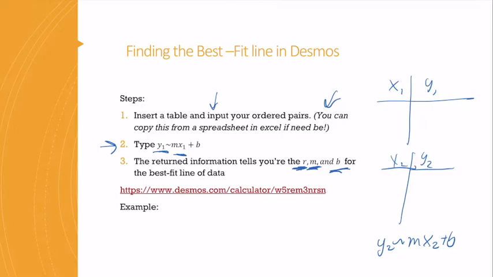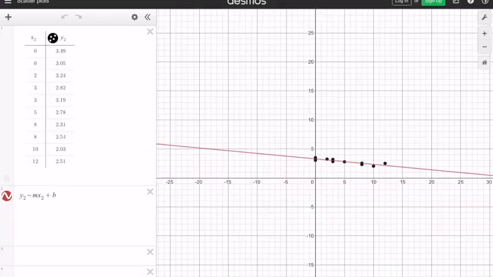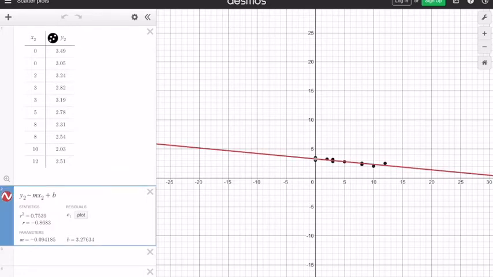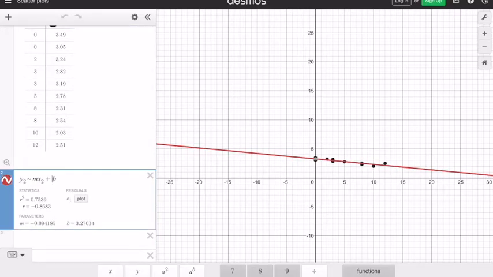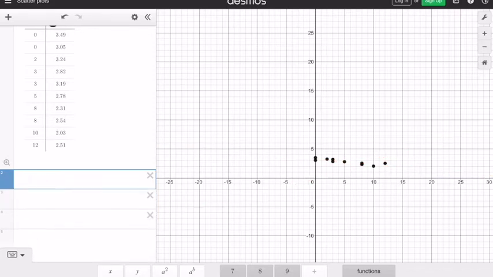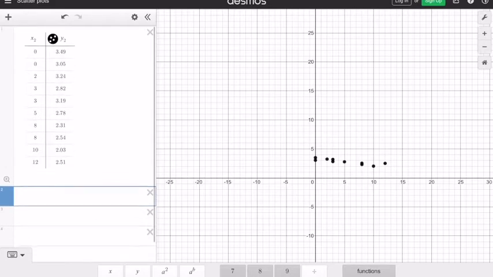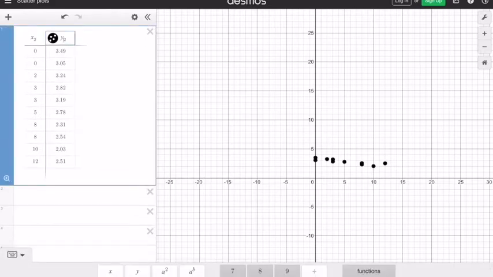I pre-prepared, and we magically go to Desmos. So what did I do? I entered in this data, and this data is about the hours of video games you play and your GPA. Then I typed in y2 tilde mx2. Here, let me get rid of this so we can type it in ourselves. I typed in y2 because I had x2 and y2 in my table.